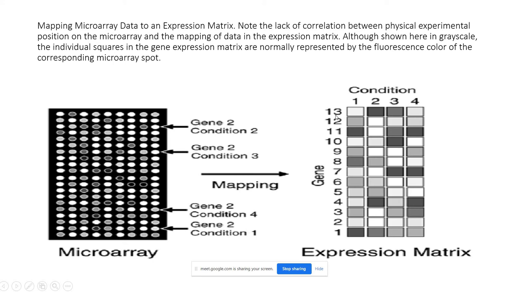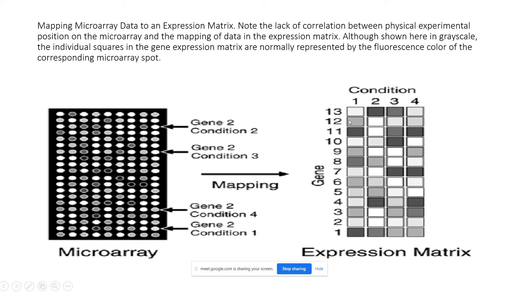So here you can clearly see one gene has low expression, and this is the dark color. In condition 2 the gene is highly expressed, and in condition number 3 the gene shows good expression but less than condition 2. So in 4 the gene shows expression but less than 3. Okay, and the gene is weakly expressed in condition 1.